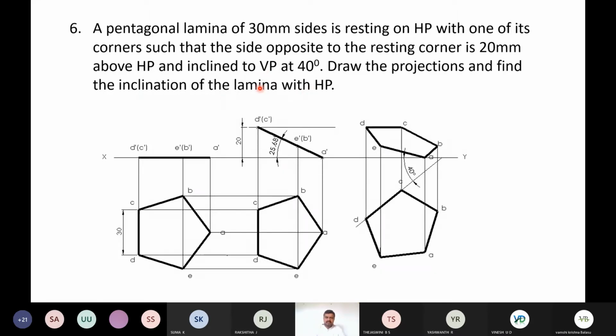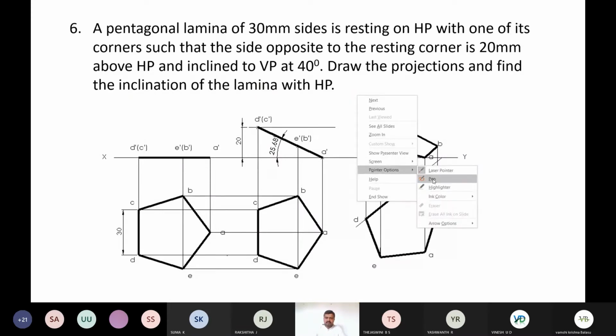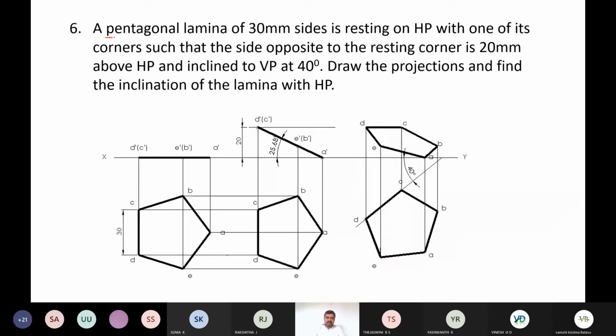Okay, so here after reading the problem statement, you must be able to identify what is the given lamina. In this case, the given plane is a pentagonal lamina. After that, you should look at whether it is resting on HP or VP. A pentagonal lamina of 30 sides is resting on HP. This is the second important thing. It is resting on HP. Next, whether it is resting on corner or edge. Resting on HP with one of its corners.